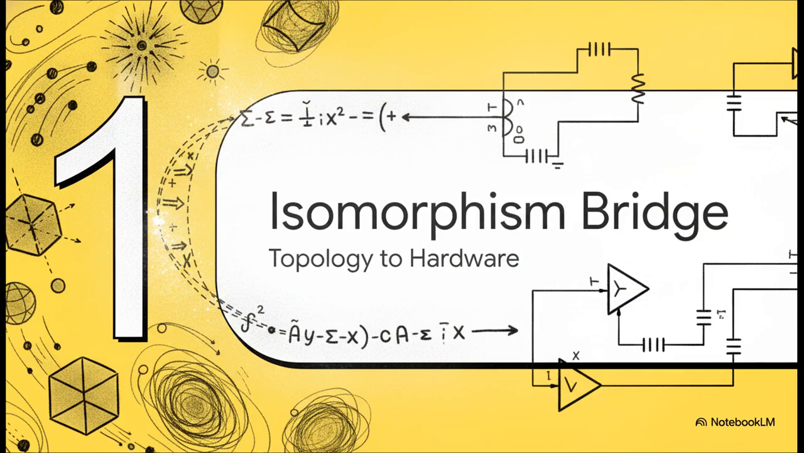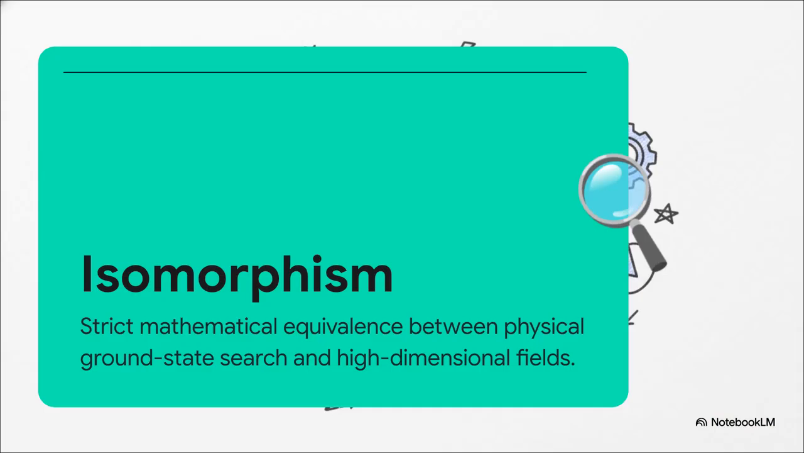Let's move into isomorphism, the mathematical bridge linking abstract topology to analog hardware. So the absolutely crucial point here is that this is not just a metaphor. We are dealing with a literal isomorphism. That means there is a mathematically strict equivalence between the way our CSDL array physically searches for a ground state and the domain wall solutions you find in high-dimensional field theories.